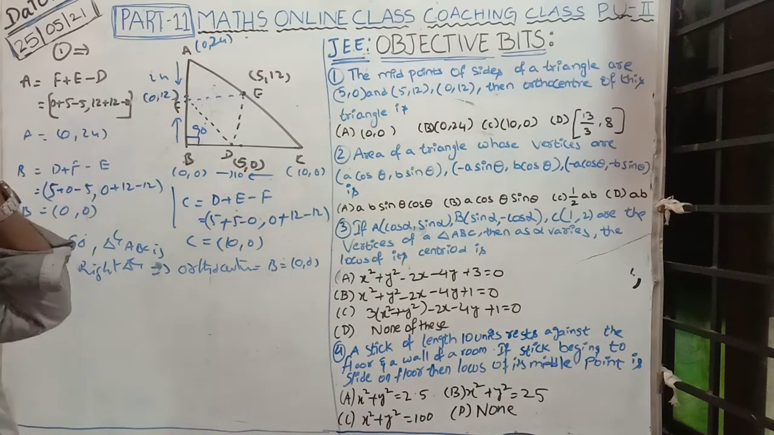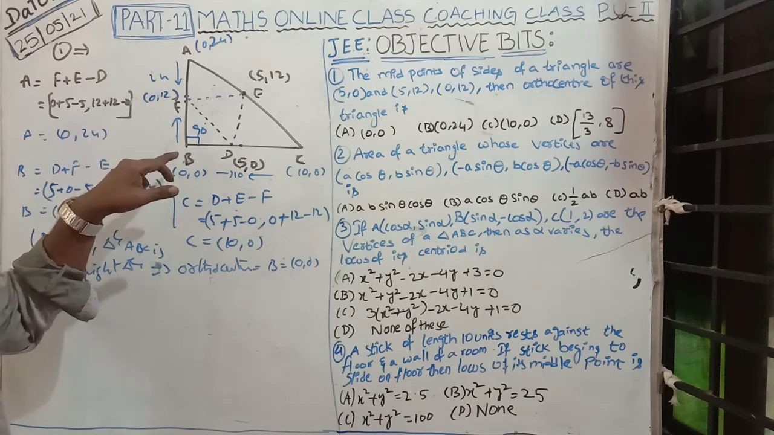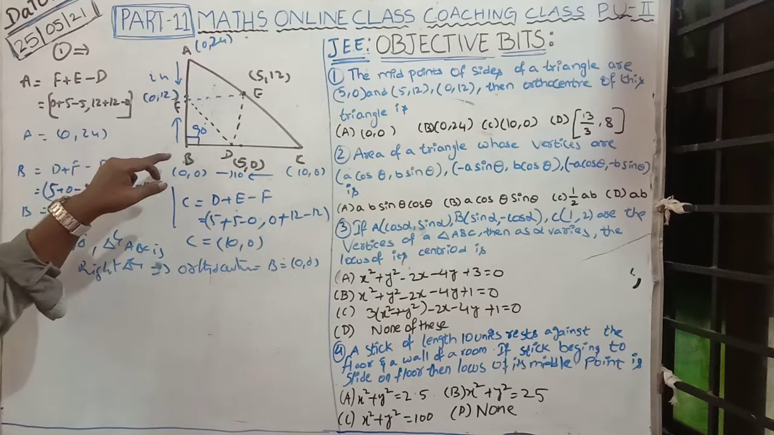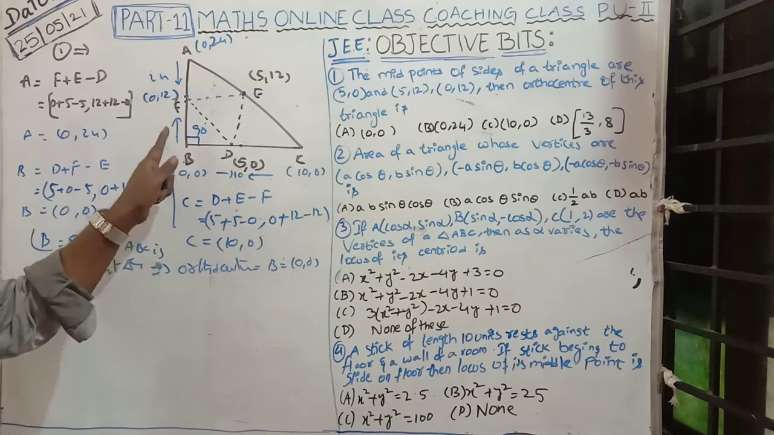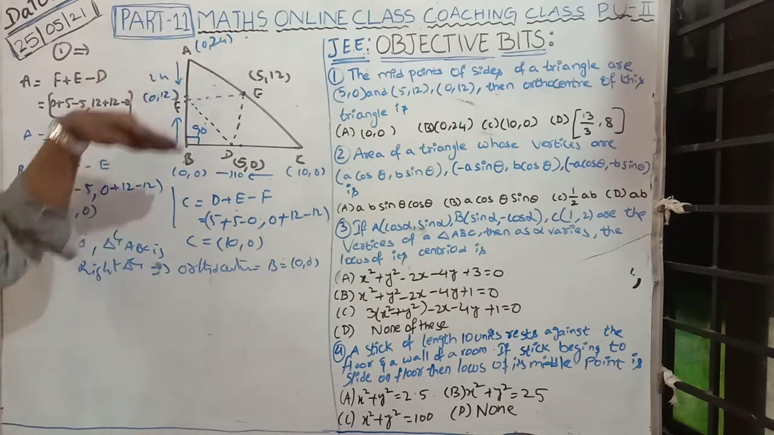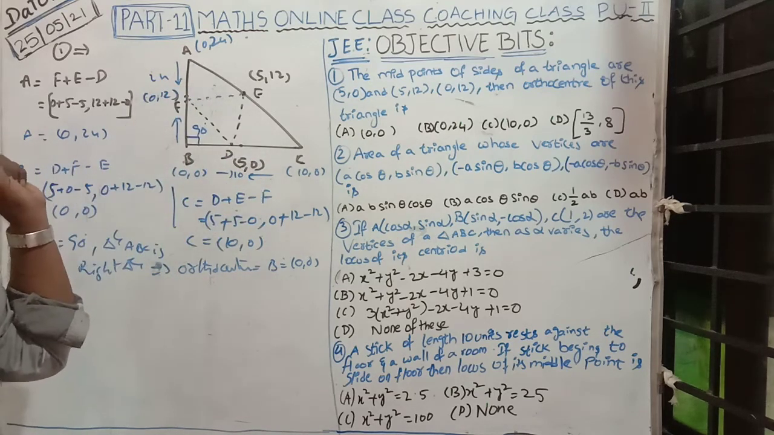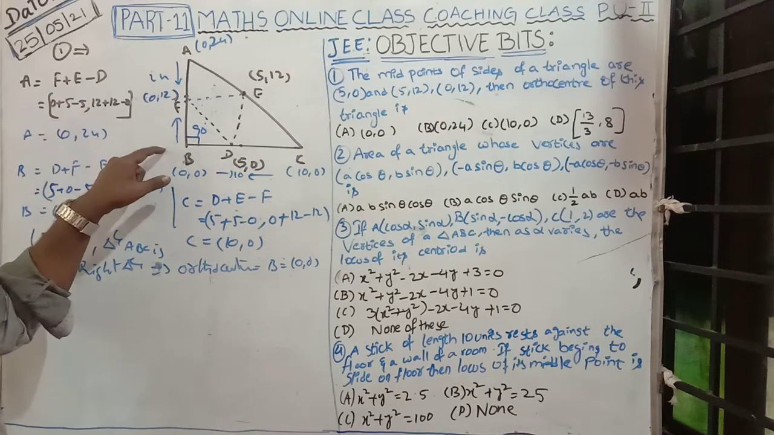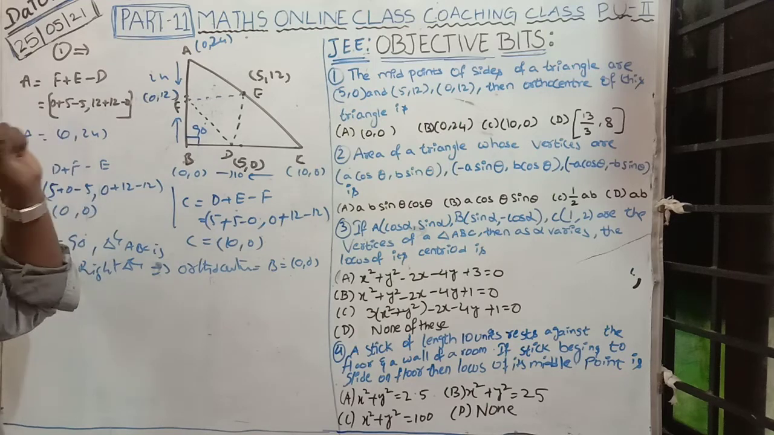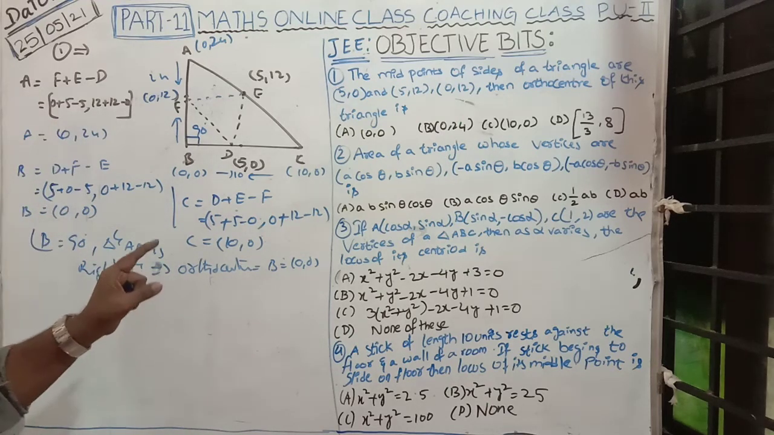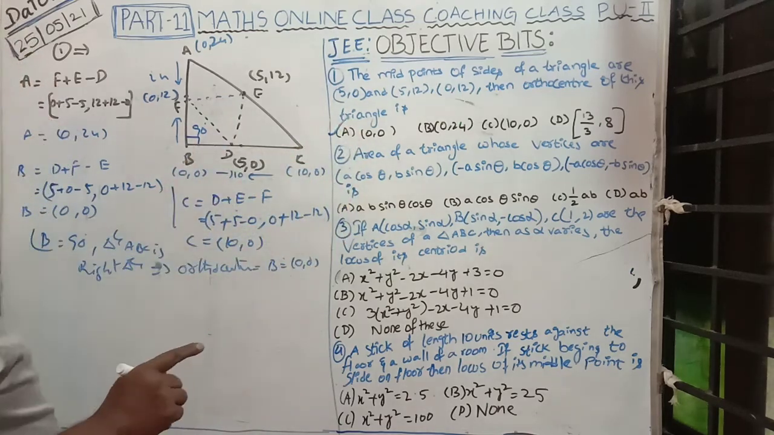In a right angle triangle, the vertex itself is the orthocenter, the vertex where the 90 degrees angle is there. B is (0, 0), C is (10, 0), A is (0, 24). One is on the y-axis, one is on the x-axis, so it is 90 degrees. It is a right angle triangle. Very clear. So in the right angle triangle, the vertex at which 90 degrees is there is the orthocenter. The question is over.